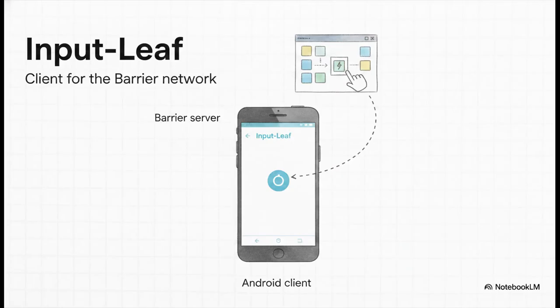Now, the official Barrier project doesn't actually have a native Android app, but that's not a problem because that's exactly where InputLeaf comes in. It's an awesome open-source Android client built specifically to speak the Barrier network protocol. By running InputLeaf on your phone, your mouse cursor jumps straight onto the touchscreen. This means you can literally scroll through feeds or type out text messages on your phone using your main mechanical desk keyboard.